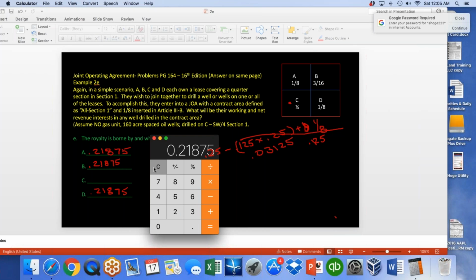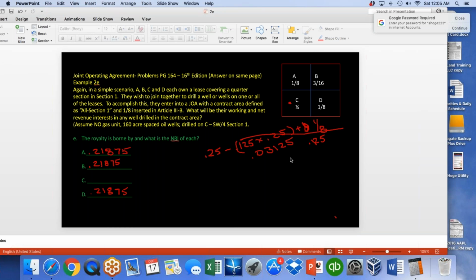So we've got 0.03125 plus the extra 1/8, 0.125, and that's going to give us 0.15625. Then we're going to deduct this 0.15625 from his 25% working interest.